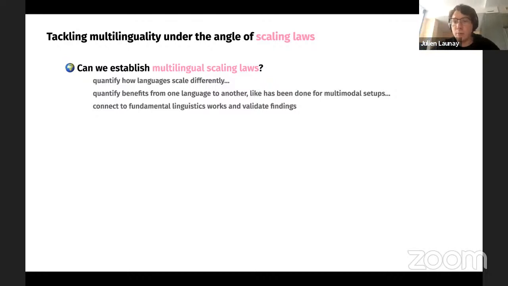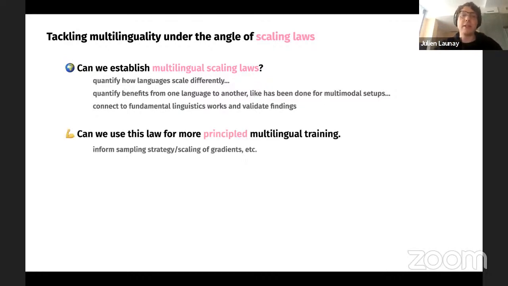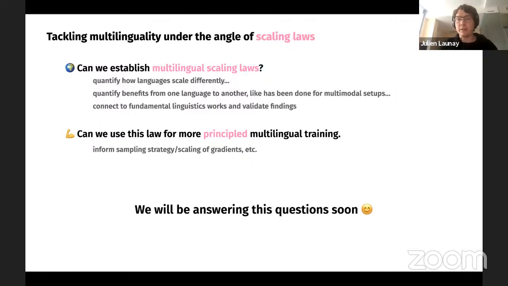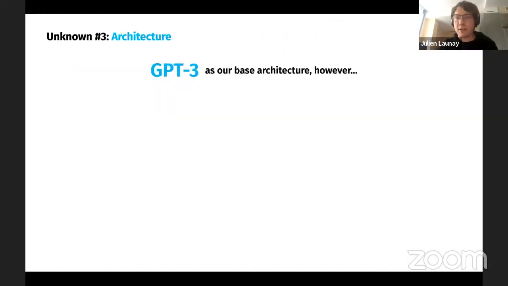And this has actually been done in the past with scaling laws for multimodal setups to say, for instance, an image is worth that many words. So we can do something similar in a multilingual setup. And we can connect this to fundamental linguistic work and validate our findings. The big dream behind all of this is to have a more principled multilingual setup to inform sampling strategy and everything. So this is something we are starting out. Actually, we are probably starting with a multilingual one this week, and we will have interesting results to follow. So now I will let Yves talk about the architecture aspect, which is the last challenge that we are facing.